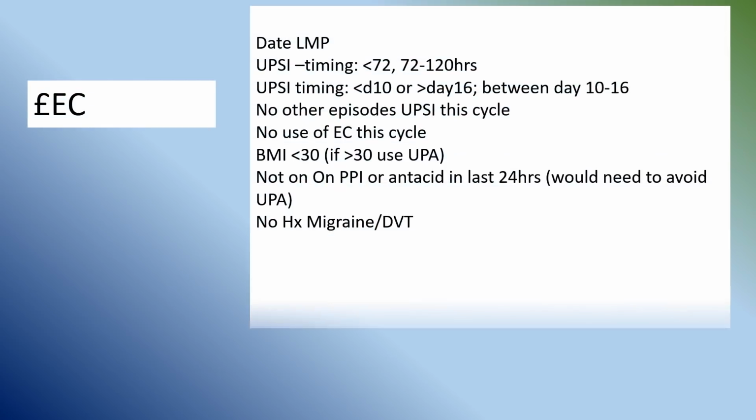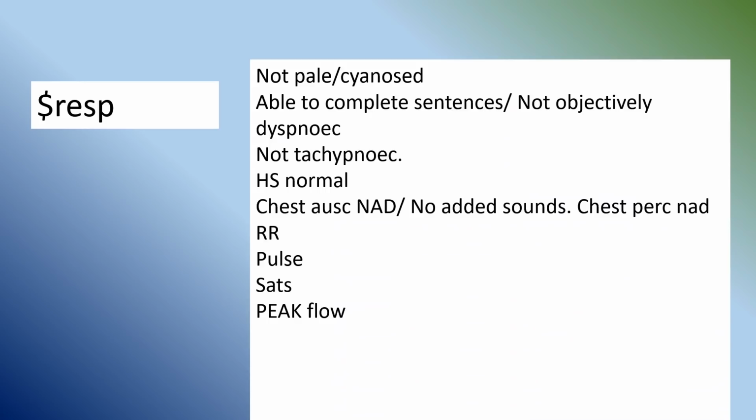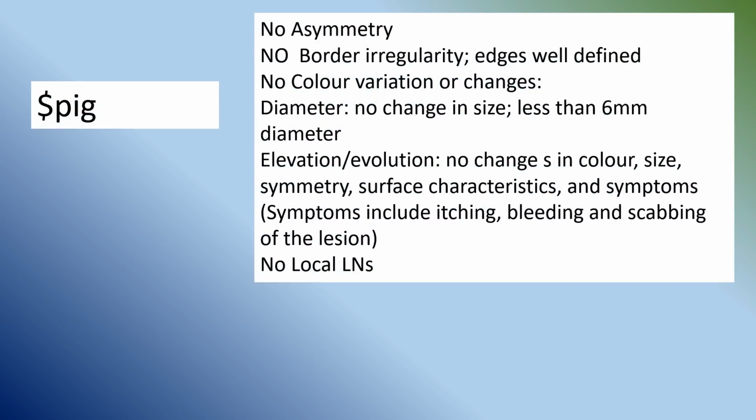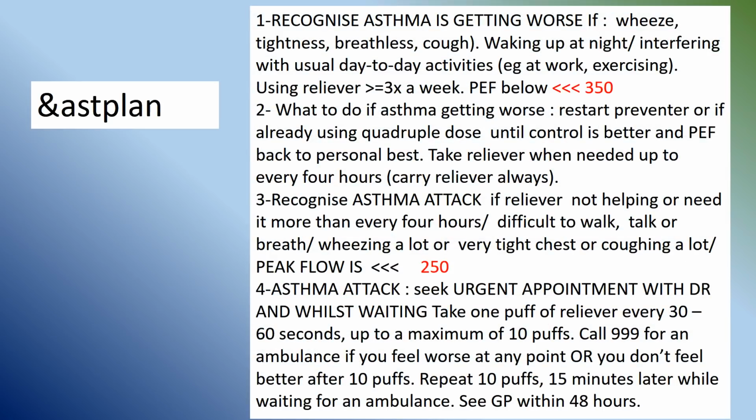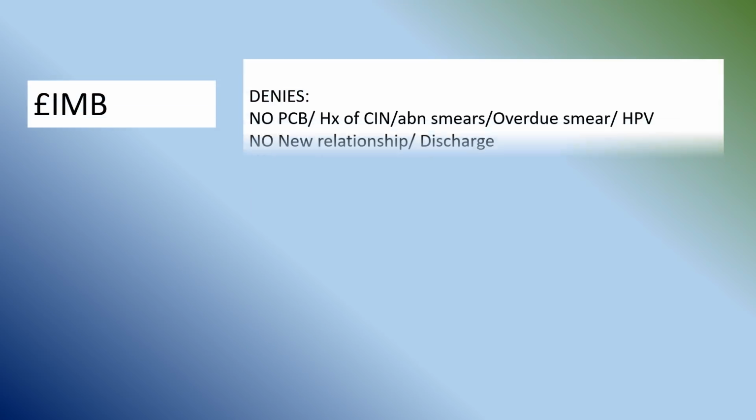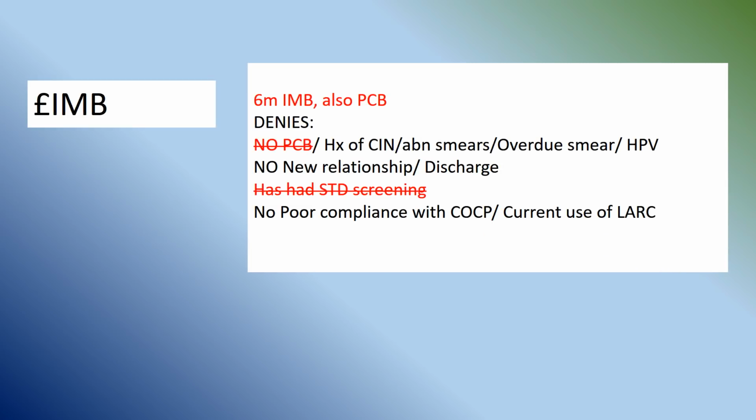This is emergency contraception history shortcut and how it might be applied. A respiratory examination shortcut and how you would tailor it. This is pigmented lesion examination and pigmented lesion safety netting. Asthma as advice safety netting in the form of a management plan. This is then completed with the peak flow numbers added in. Intermenstrual bleeding history shortcut and then completed with an example.